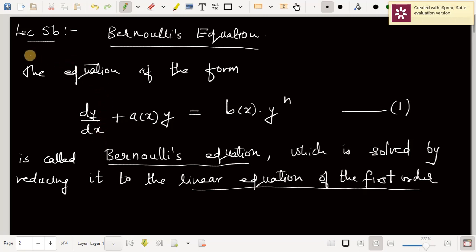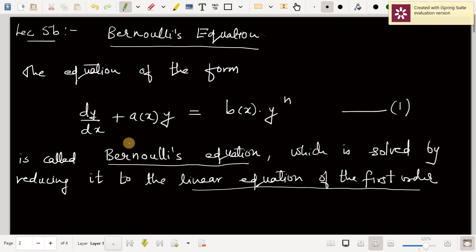Welcome back. This is the second part of lecture 5, and in this lecture we will discuss Bernoulli's equation. An equation of the form dy by dx plus a of x into y is equal to b of x into y raised to n, some power of y, is called a Bernoulli equation.